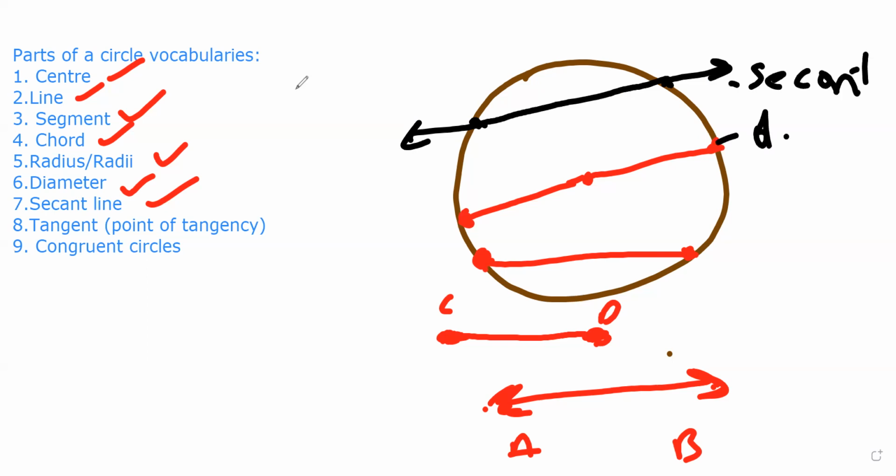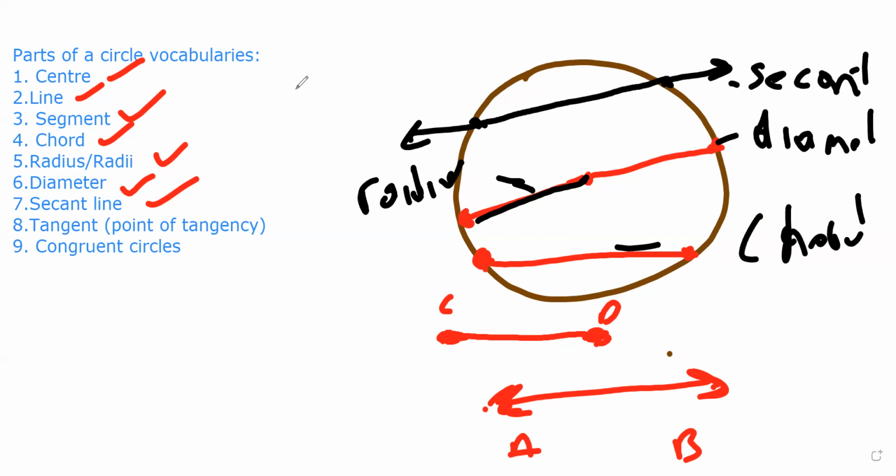This is the diameter, a part of the diameter. If we look at the relationship between the diameter and the radius, the radius is half of the diameter, while the diameter is twice the radius. And so this is the radius, which is half of the diameter. All right. And this is what we call the chord. This is a segment. And this is just a line. So the secant line passes through, all right?